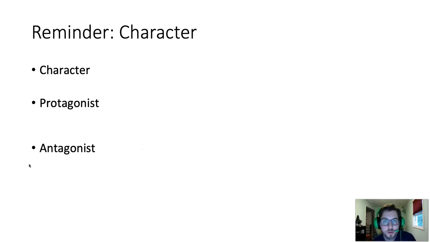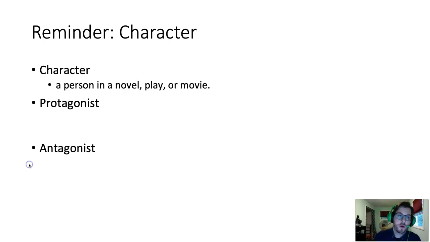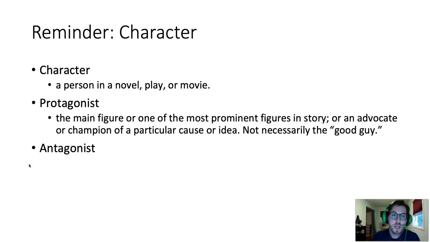In terms of character, we have three character types, but two that are really important. A character is any person in a novel, play, movie, book, or poem. The protagonist is the main figure or the most prominent figure in a story. It is usually the person with whom we spend the most time as a reader or audience member. But a protagonist does not necessarily have to be the good guy.